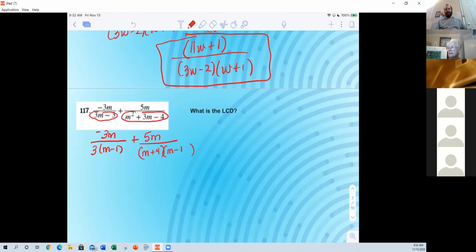So now let's find the LCD. When you have all these factored things, you want to take something of everything. So I'm going to need the 3. I'm going to need the m minus 1. And I'm going to need the m plus 4. So you have to take something of everything if it's factored. Now, if one of those had been like an m minus 1 squared, you would have had to take the square. So you want to always take the factor with the higher exponent. But you don't have to take m minus 1 twice. You just take it one time if it's one in one place and one in the other place. All right.